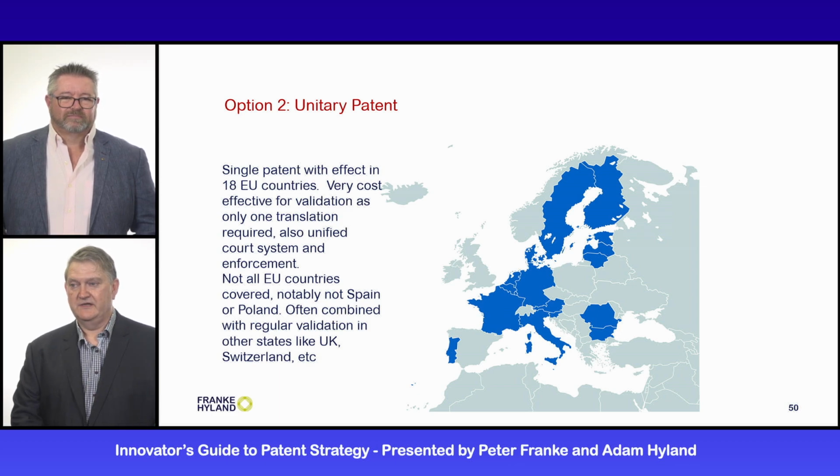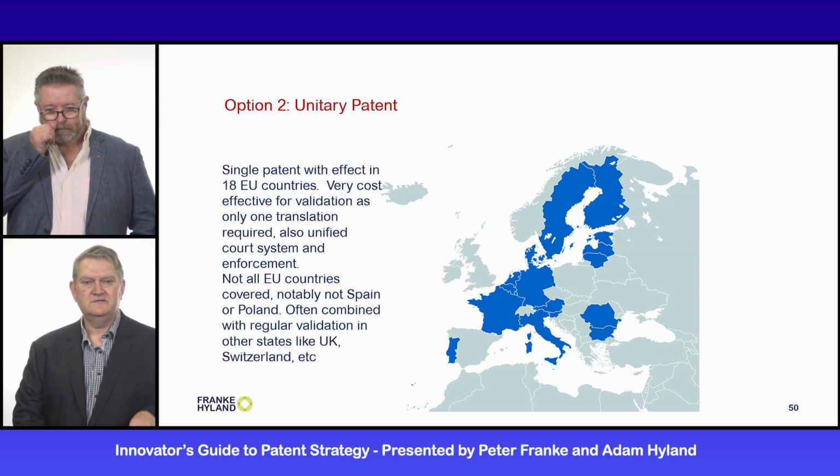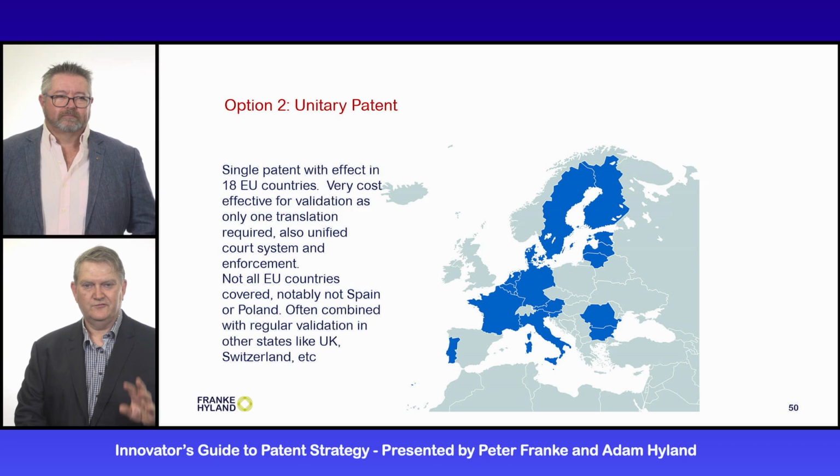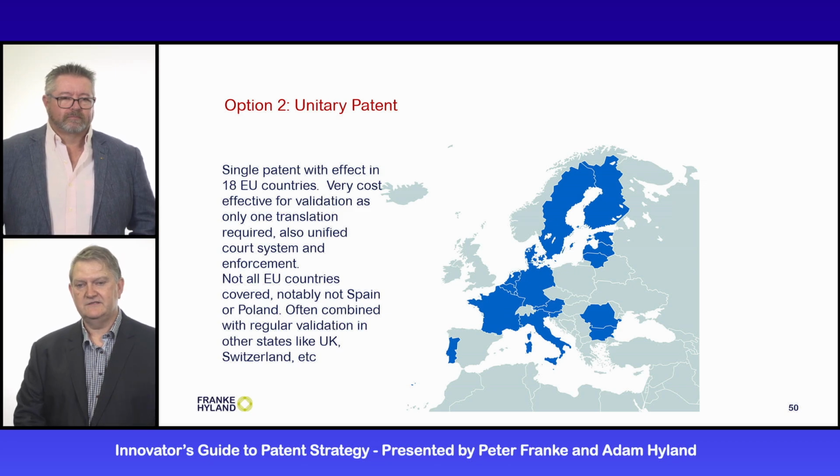And you can pick the cheapest place to get a translation done for that. It also leads you into a unified court system, which means you can go to one court in Germany, say, and say these people are infringing, I'd like an injunction for all 18 countries, and they can grant that to you. So that's pretty powerful.